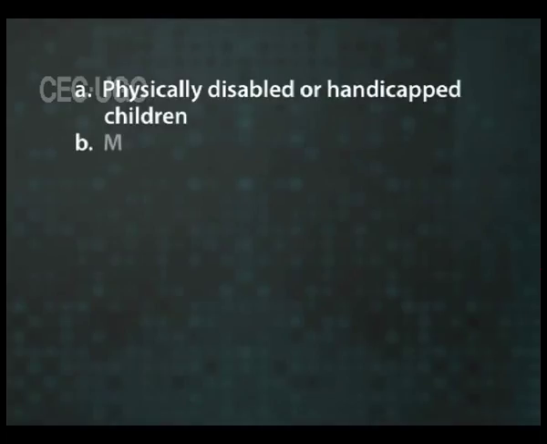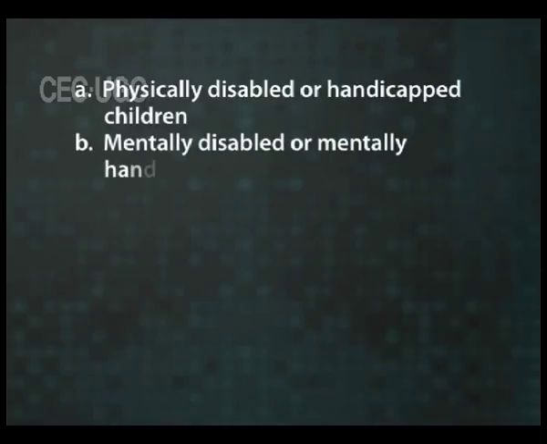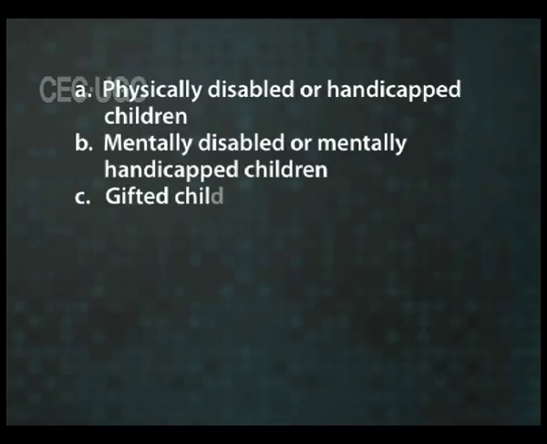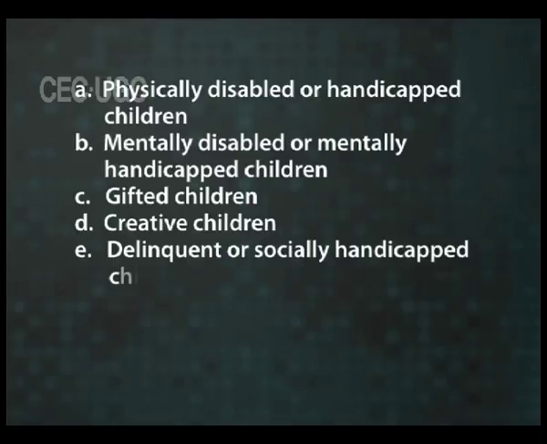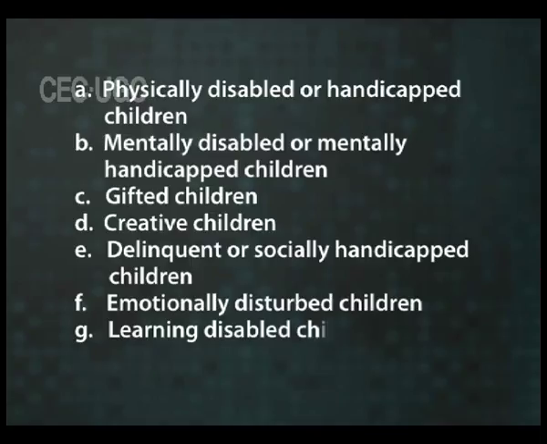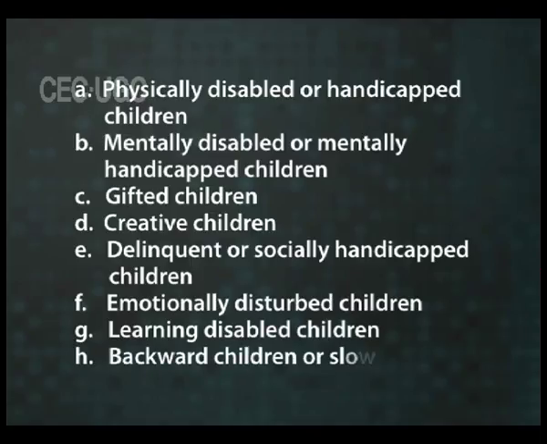In the first classification, considering general welfare and educational angle for the proper adjustment and development of the children, the following types of children are usually included in the term exceptional children: physically disabled or handicapped children, mentally disabled or mentally handicapped children, gifted children, creative children, delinquent or socially handicapped children, emotionally disturbed children, learning disabled children, backward children or slow learners.